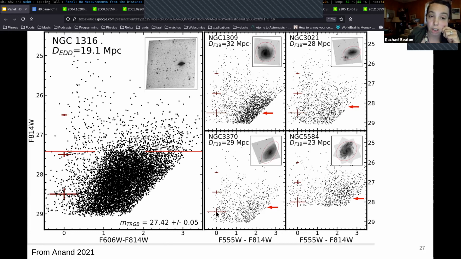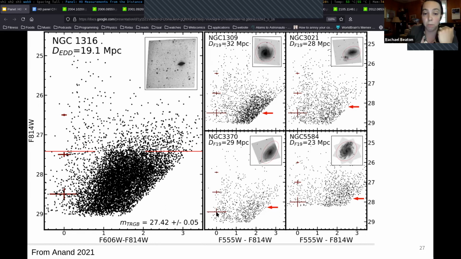In F555, these are redder stars. So F555 versus F606: 606 has higher throughput. 555 is a bluer filter, and the tip stars are not as bright in that filter. So that's why the sensitivity is going down.